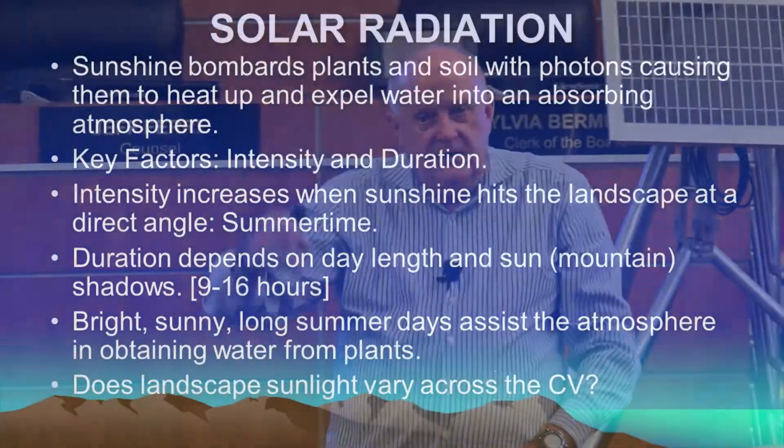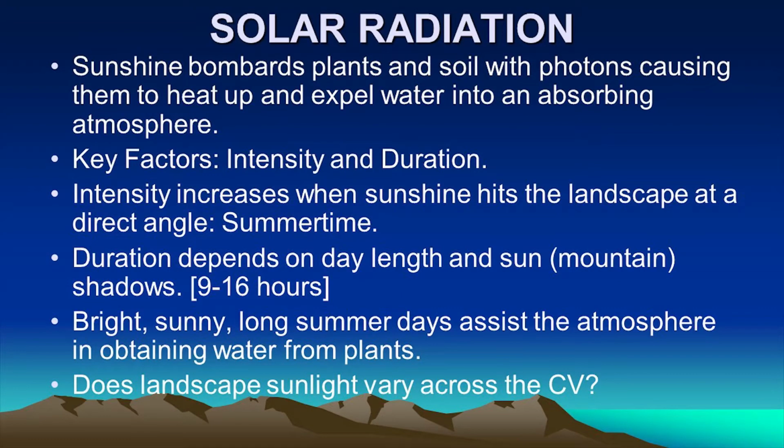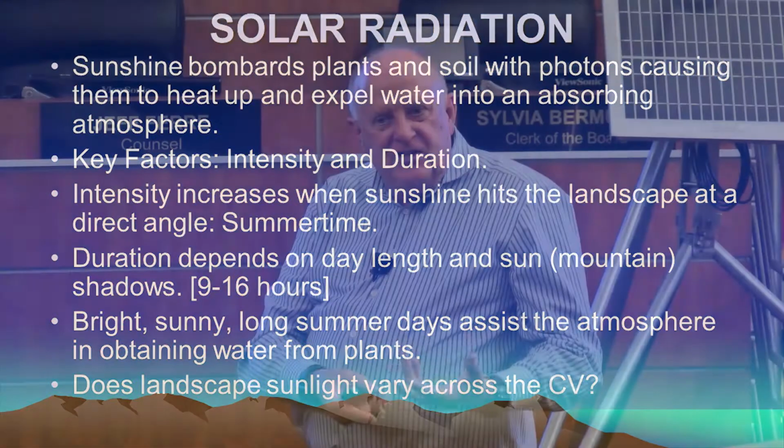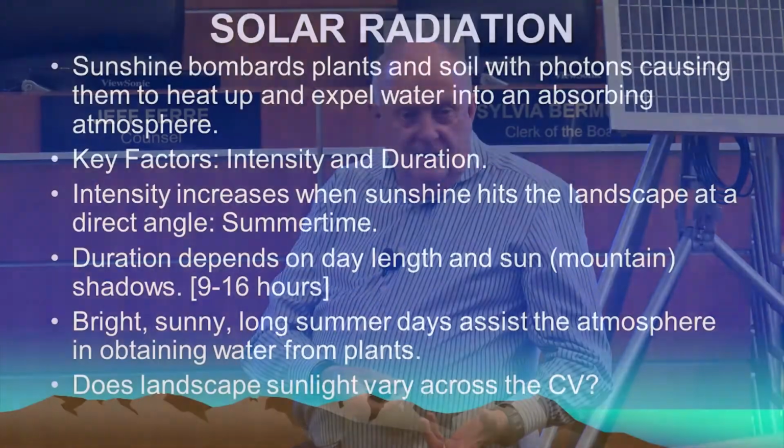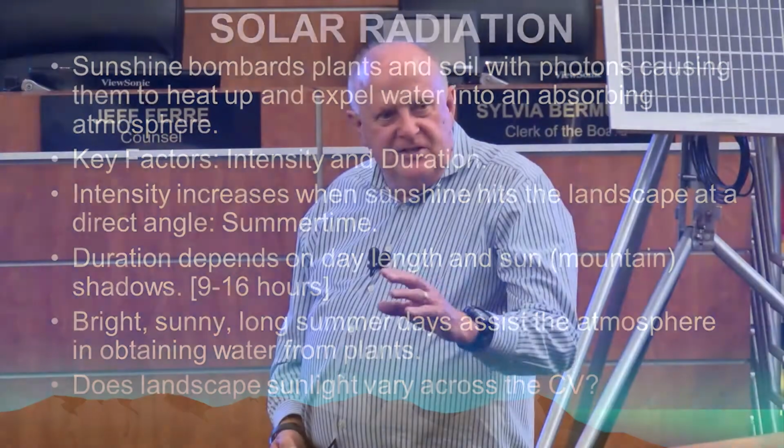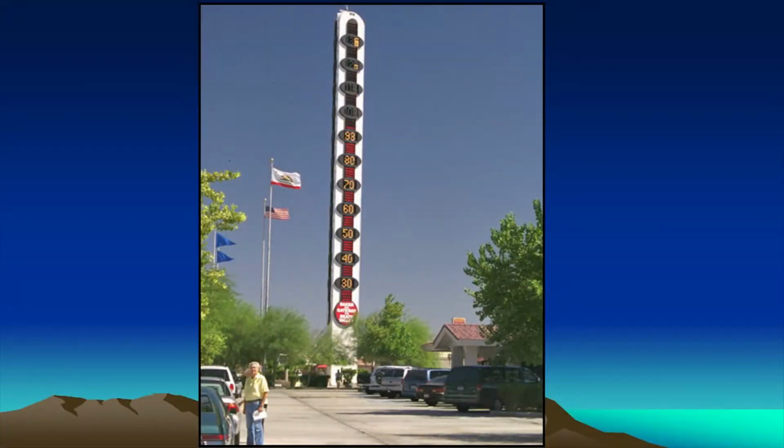And the same thing when the sun sets. If you're out in the center of the valley, in between the pass, then you've got longer daylight than if it is, again, up here, and you've got the mountains on the side. So day length and sun shadows. So if we have a bright, sunny, long summer day, then the atmosphere is assisted in getting water from your plants, and that's a high ET day. So does everywhere across the valley get the same amount of sunshine? No, they don't. So the next thing is temperature.